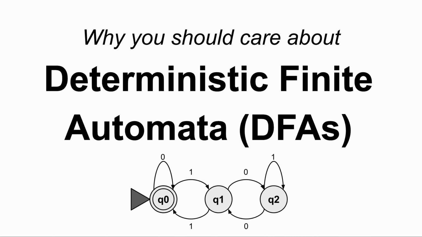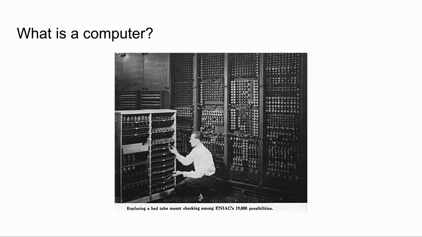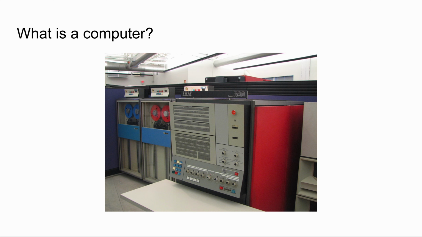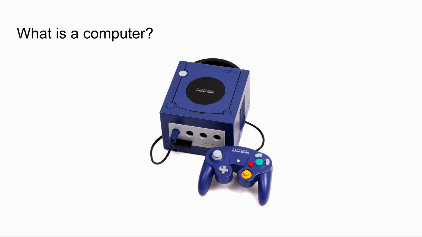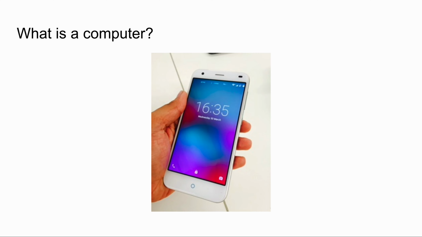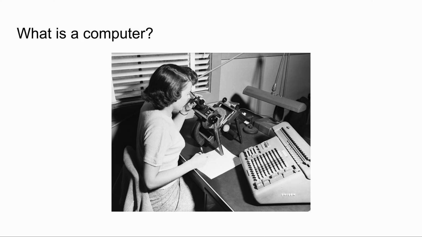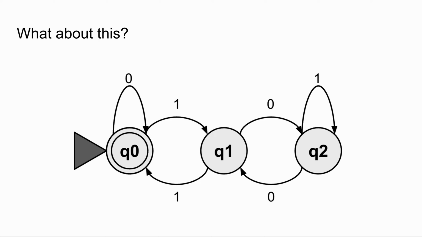If we look on the Wikipedia page for computer, here's what comes up at the time of recording this video. A vacuum tube computer, a mainframe computer, a desktop computer, a supercomputer, a video game console, and a smartphone. We also have a human computer because, believe it or not, a computer used to be a job for people. But what about this? Could this be a computer?